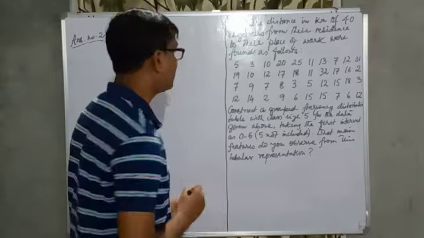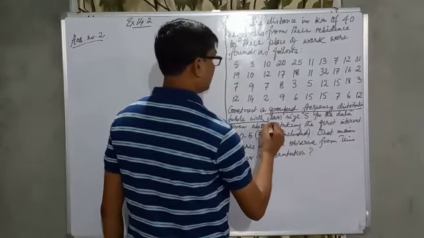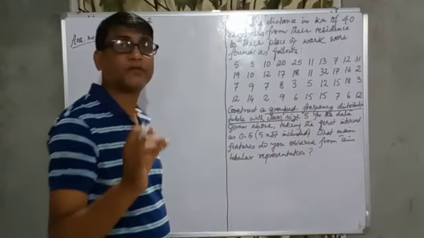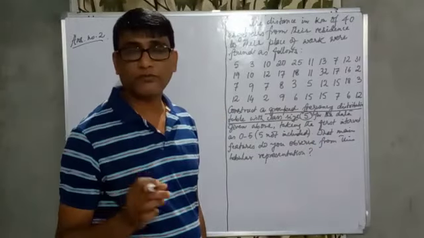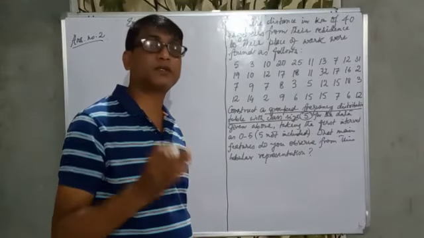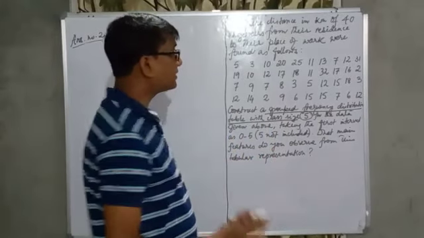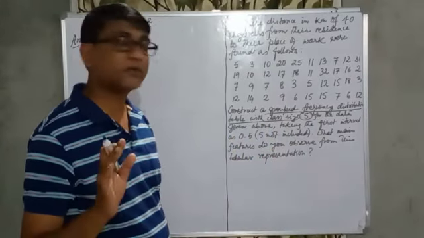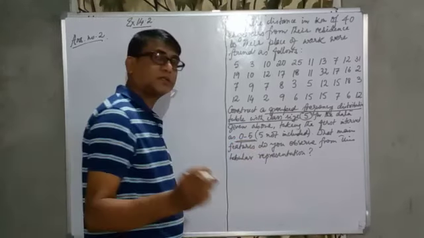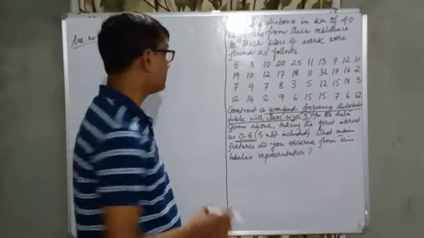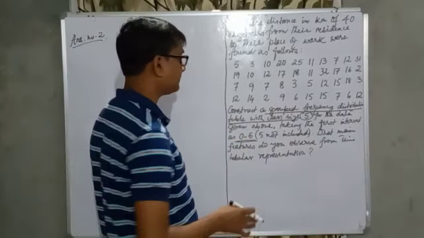First, we need to find a grouped frequency distribution table with class size 5. Here it is given class size 5, so we need to make a grouped frequency distribution table with class size 5. For the data given above, we need to take the first interval as 0 to 5. This information is given. If it is not given, then where will we start?